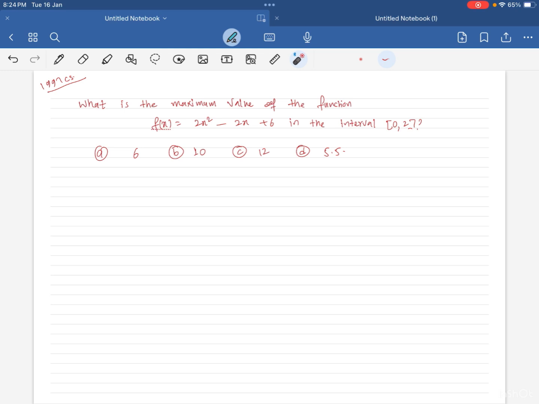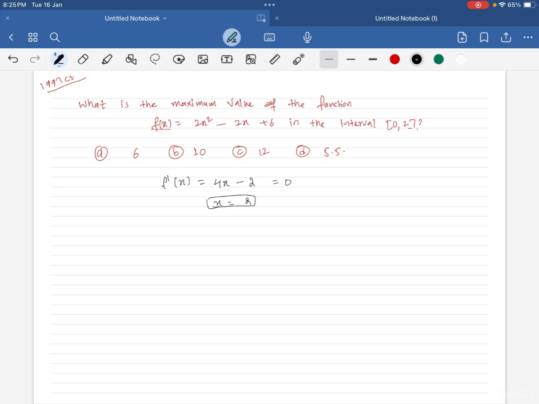Okay, now let's look at a question from 1997 CS. What is the maximum value of the function? We have been given this function, 2x square minus 2x plus 6 in the interval 0 to 2. Again we will find all the points and check at which point we are getting the maximum value, right? So first is to find the stationary point. We will take the derivative, that would be 4x minus 2, right? And we will make it 0, and from here we will find the stationary point.